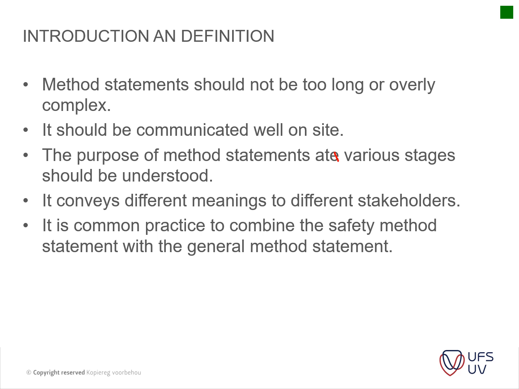Then it conveys different meanings to different stakeholders. It is a common practice to combine a safety method statement with the general method statement. So you can see it can be combined. Instead of having your normal separate method statement on the one hand, and your safety method statement on the other, you can combine the two. What I usually see from the contractors is they have their method statement, and then they just have an addendum to that, which is the safety one, referring to each stage and saying how they're going to mitigate the risk.